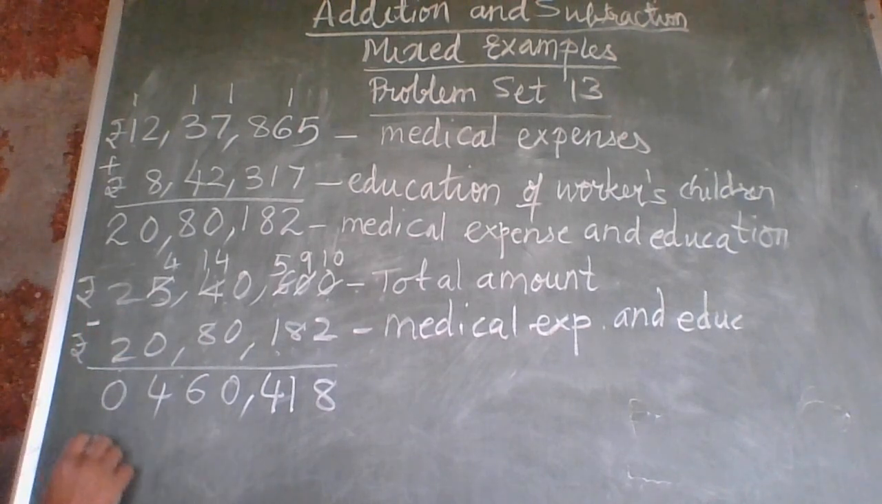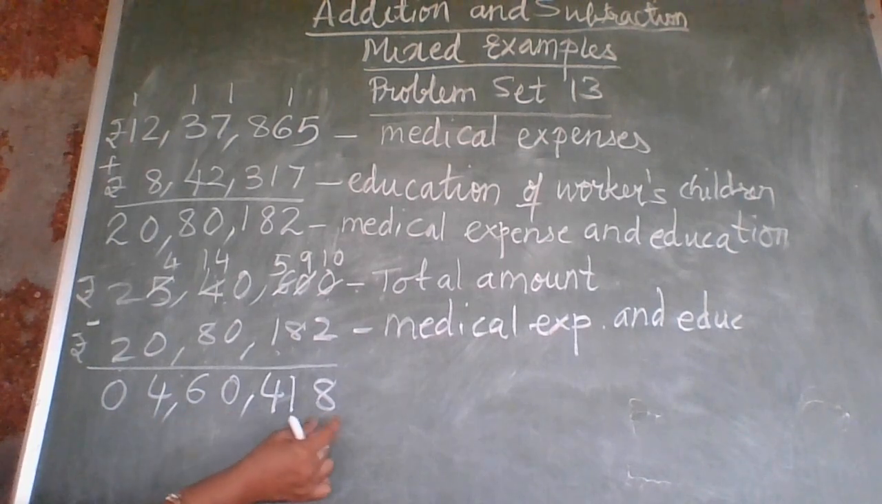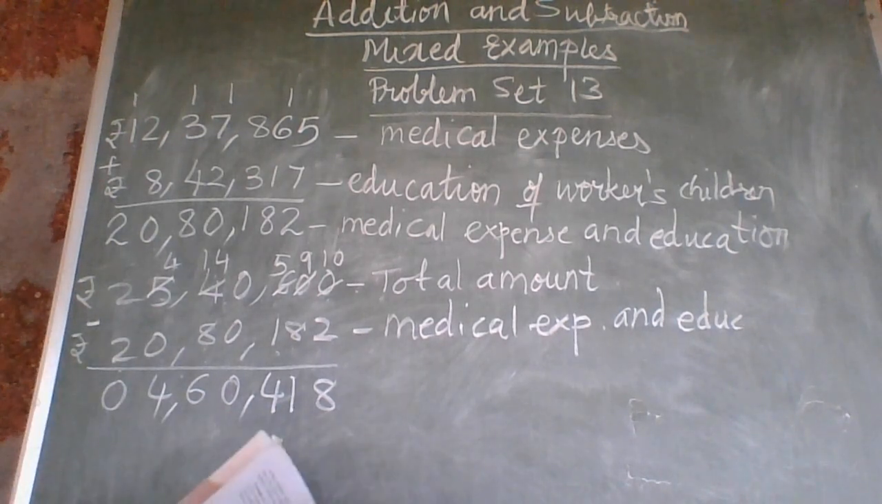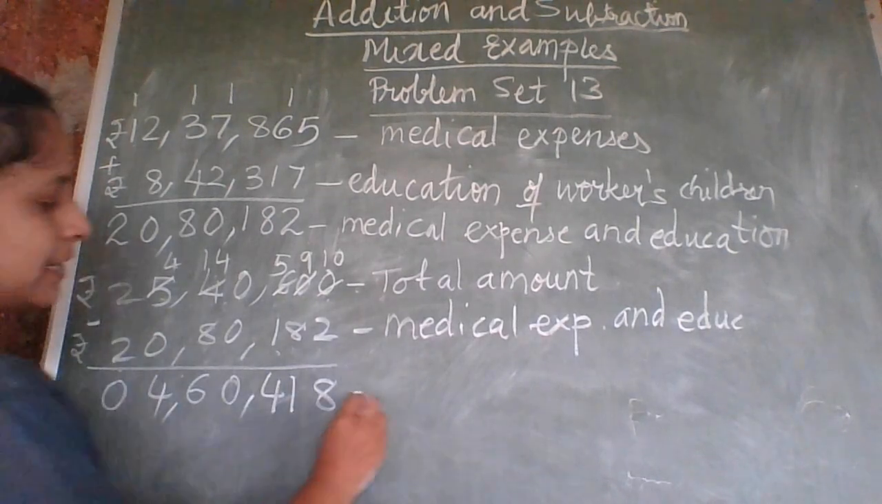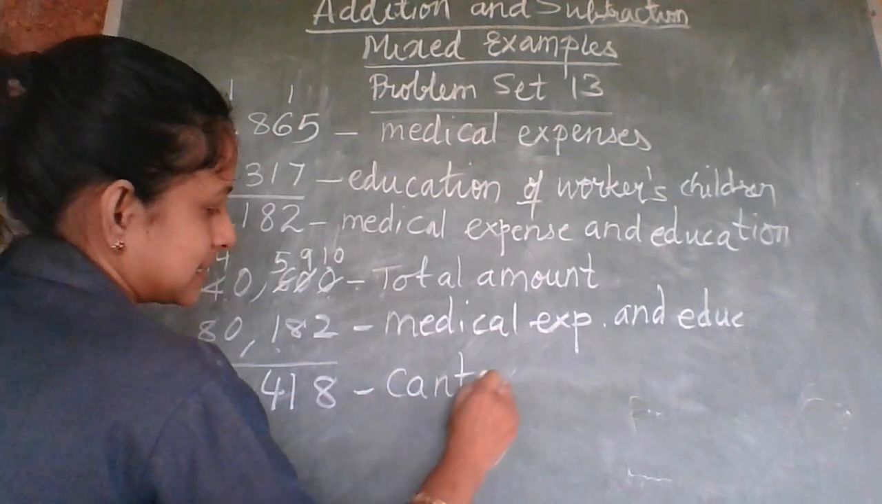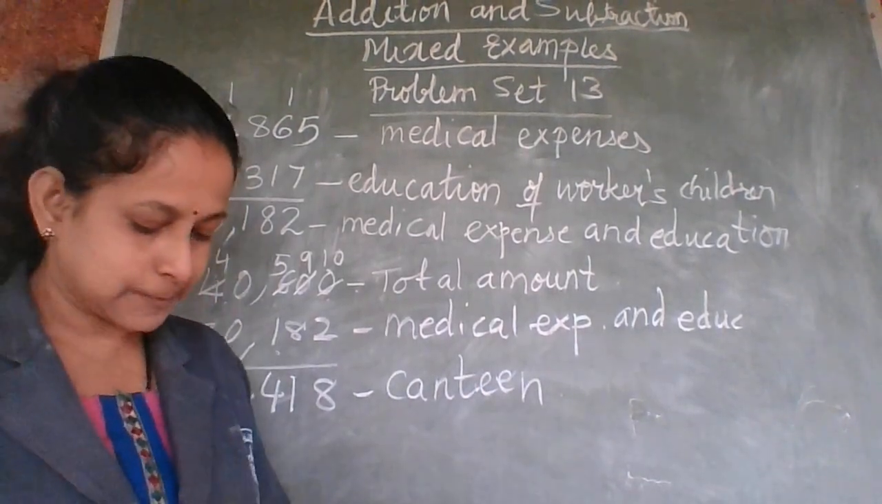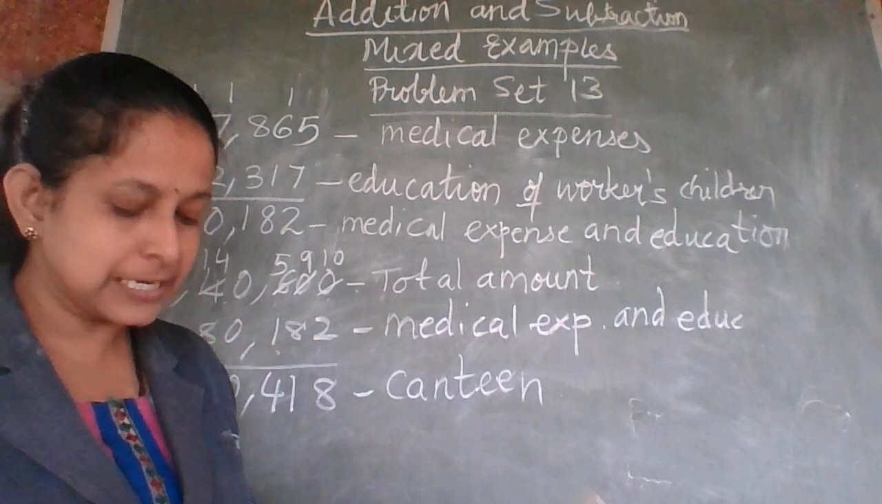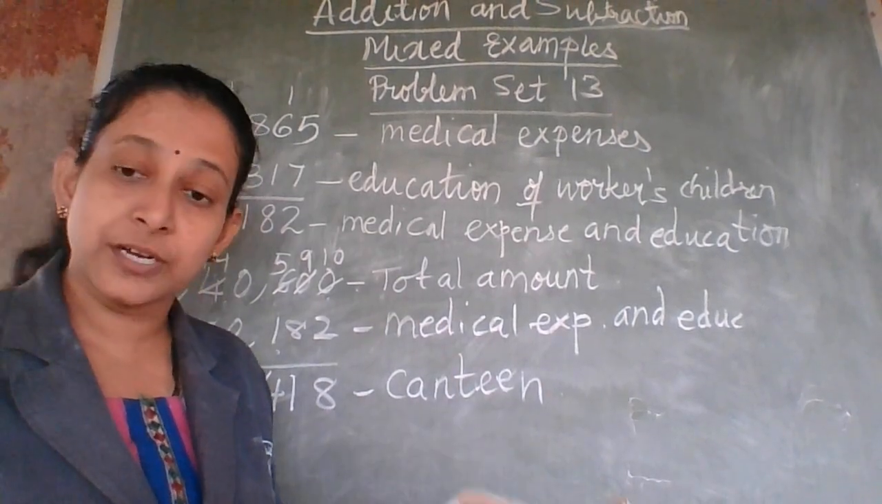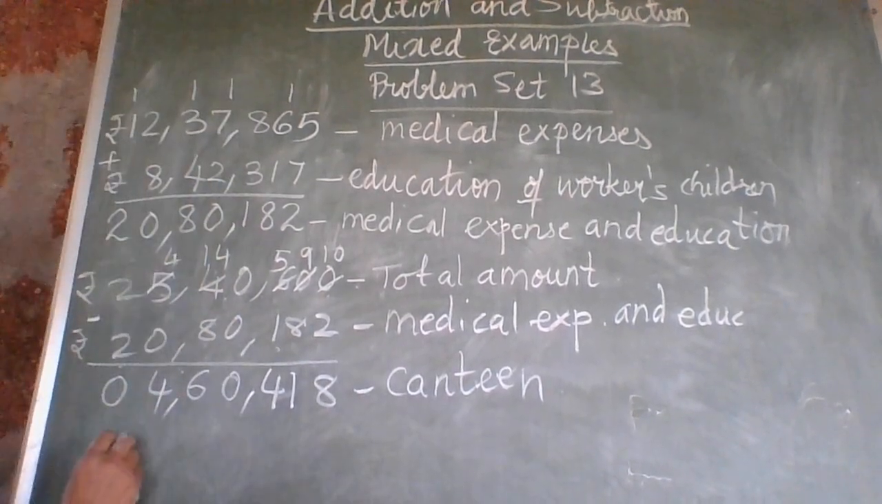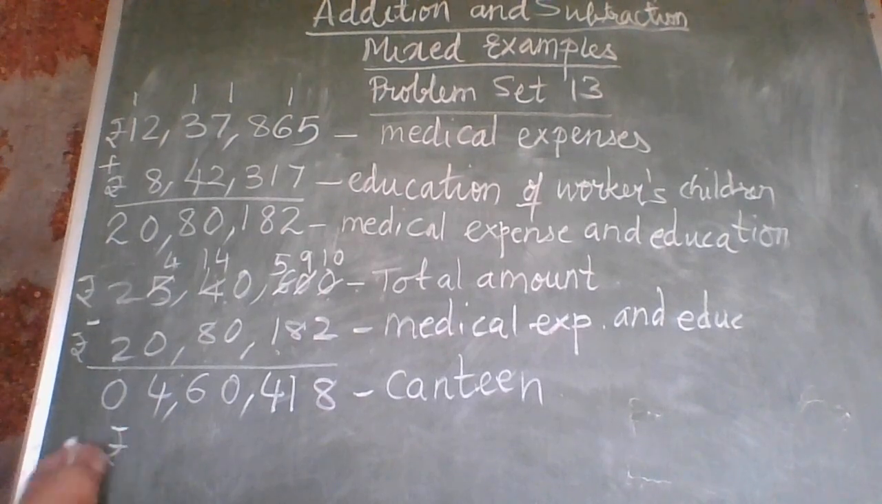So what is the answer now? We are getting 4,60,418 was spent on canteen. Okay, so this money was put aside for canteen. So you can write like this. Now you have to write the statement according to the question asked. So the question asked is, how much money was put aside for the canteen? So you can write 4 lakh, you have to write rupees. Okay, always remember this is rupees.